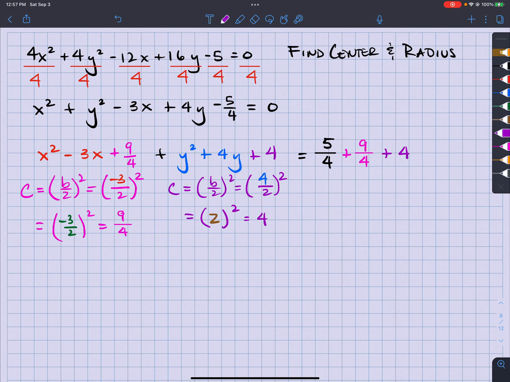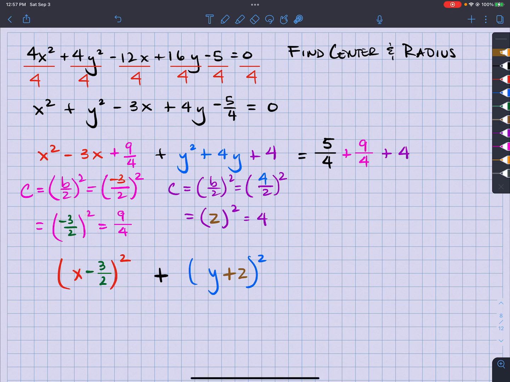Okay? So now on the left side, the x's, I'm going to have to factor. And when I factor, this is going to be x minus 3/2 squared, and the y is going to be y plus 2 squared. I hope that you guys see where the 2 came from and where the negative 3/2 came from.